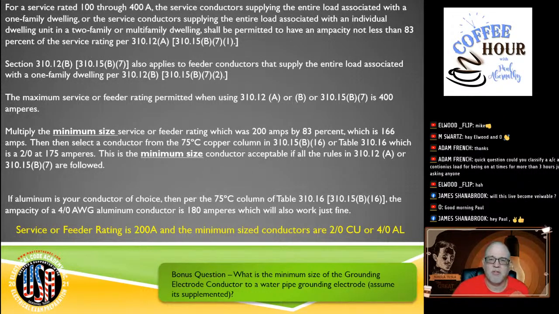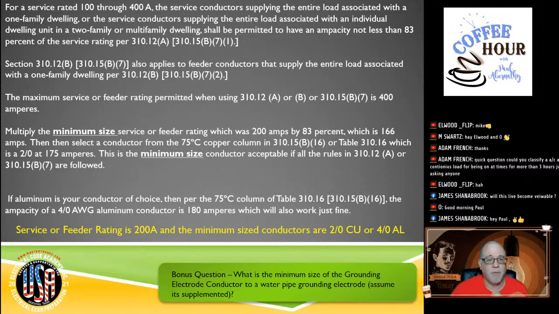The service conductor supplying the entire load associated with a one-family dwelling, or the service conductor supplying the entire load associated with individual dwelling units in a two-family or multifamily dwelling, shall be permitted to have the ampacity not less than, again, not less than 83% of the service rating. And we've already established the service rating at 200 amperes, okay?